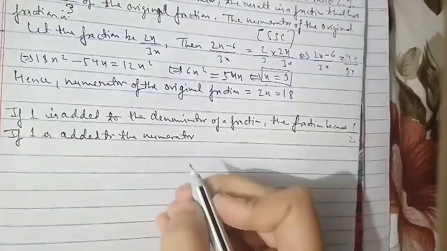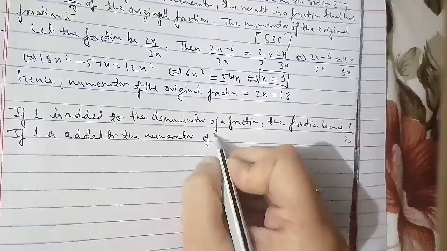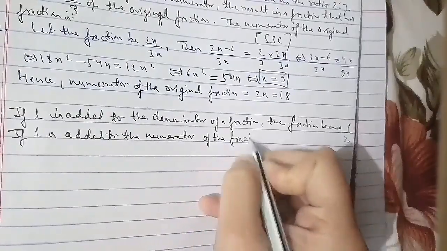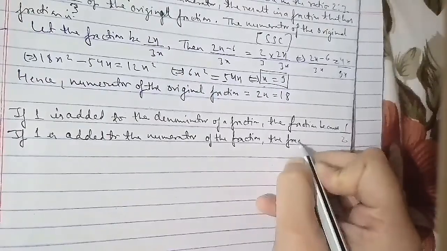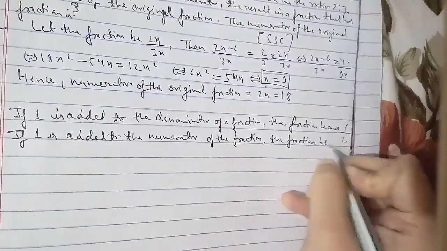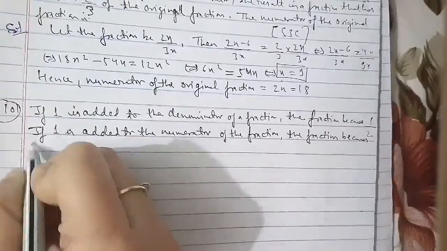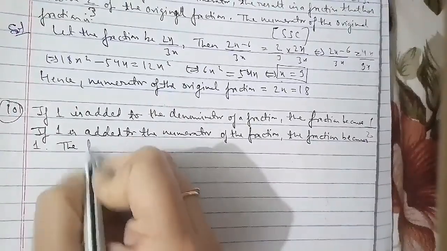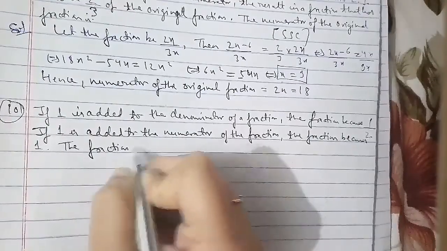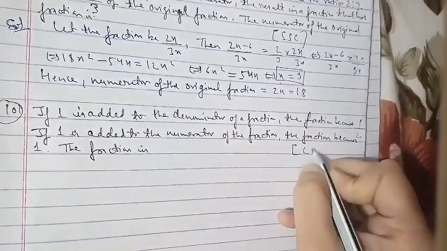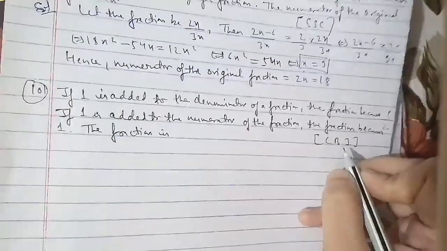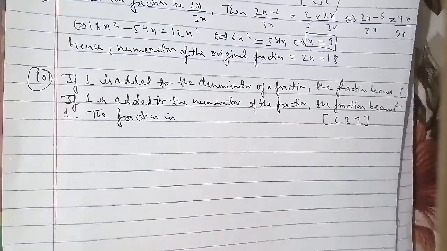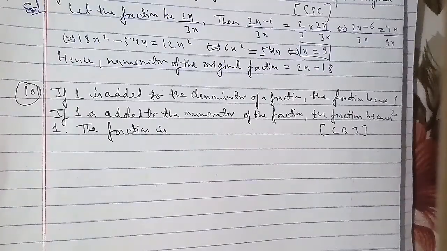If 1 is added to the numerator of a fraction, the fraction becomes 1. The fraction is? This has been asked in your CBSE examination paper, and as I told you, this is an important one as well. The options we have are 1 by 3, 2 by 3, 3 by 4 and 3 by 2. For the same we have to go ahead here, as follows.